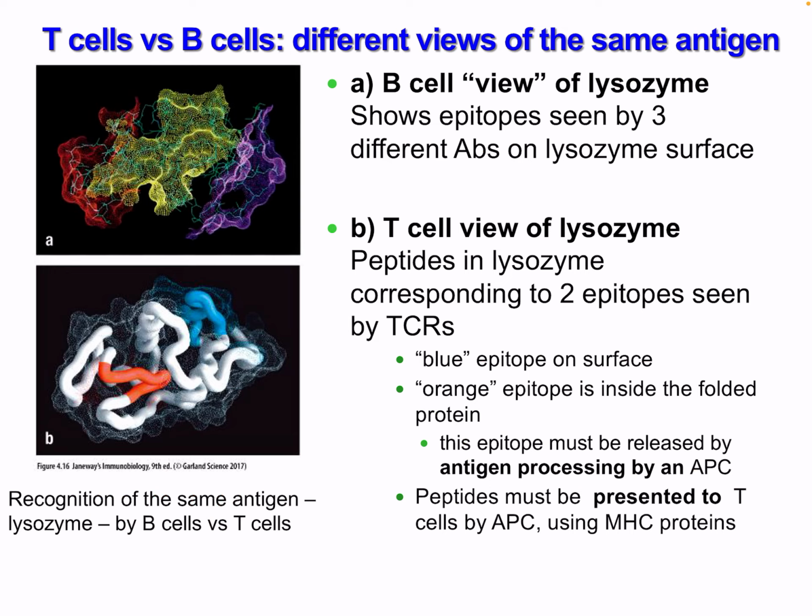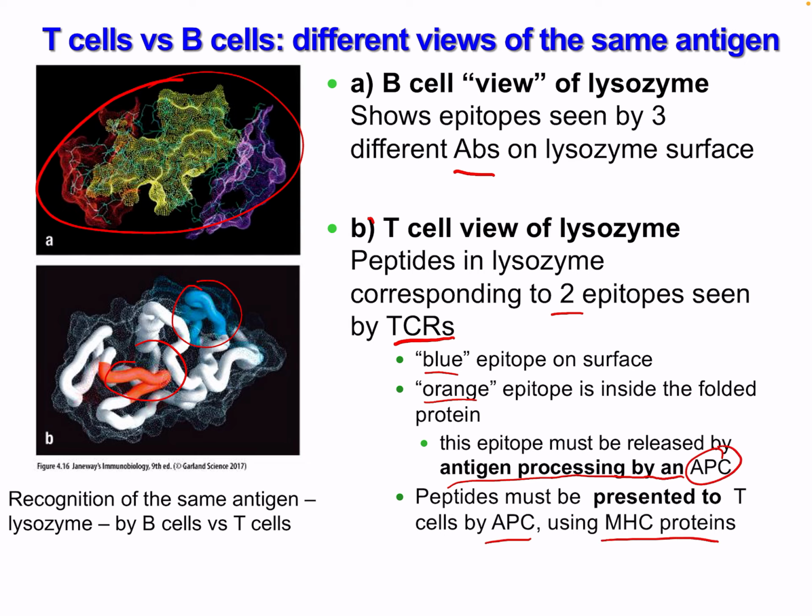So, B cells' view of a lysozyme. Here in figure A, this shows epitopes seen by 3 different antibodies on a lysozyme. In figure B, this is where a T cell views a lysozyme. The peptides in the lysozyme correspond to 2 epitopes seen by the T cell receptors. The blue is the epitope on the surface, and the orange is the epitope inside the fold of the protein. This epitope must be released, or processed, by an antigen-presenting cell, and this peptide must be presented to T cells by the APC using MHC proteins.